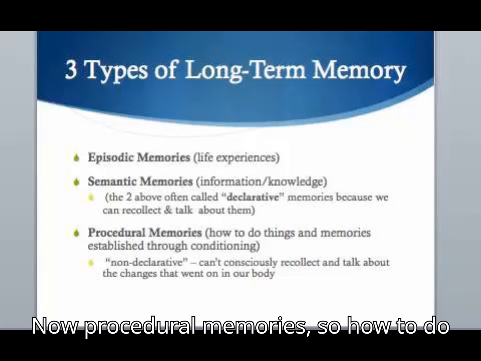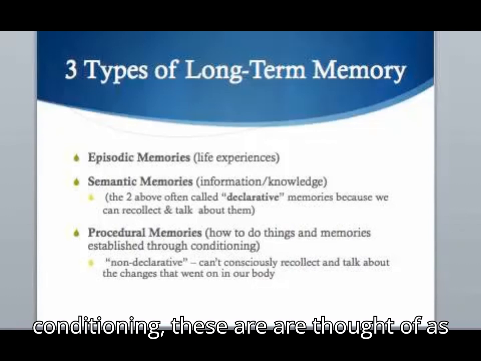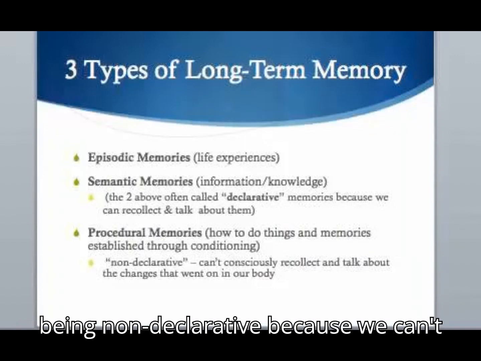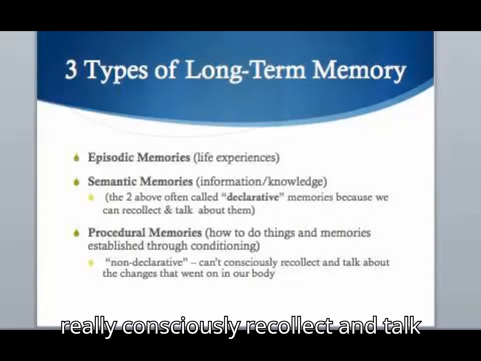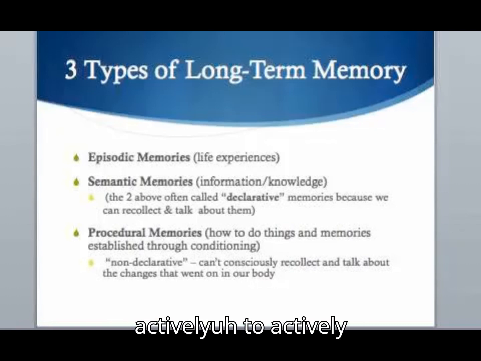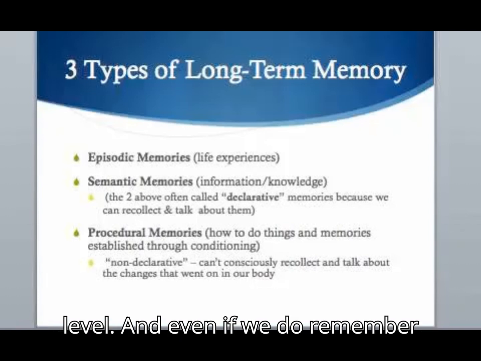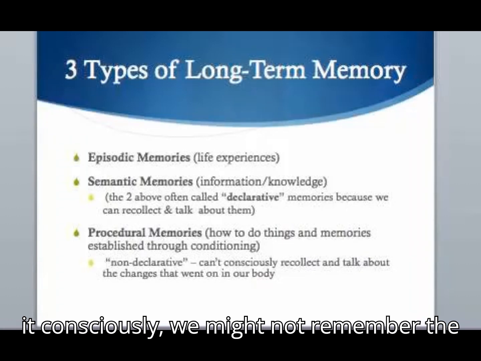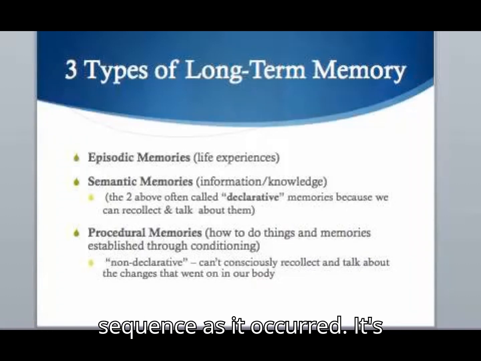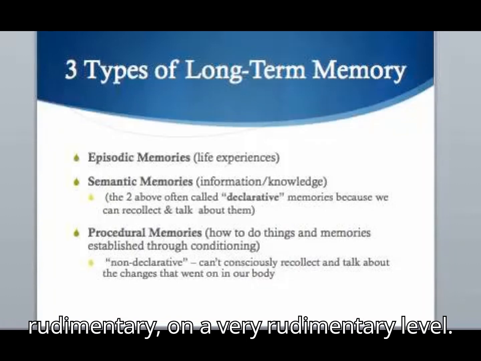Now, procedural memories, so how to do things, and memories established through conditioning, these are thought of as being non-declarative because we can't really consciously recollect and talk about the changes that went on in our body, right? It's difficult to actively talk about the process of conditioning because it may occur at an unconscious level. And even if we do remember it consciously, we might not remember the sequence as it occurred. It's occurring on a very rudimentary level.